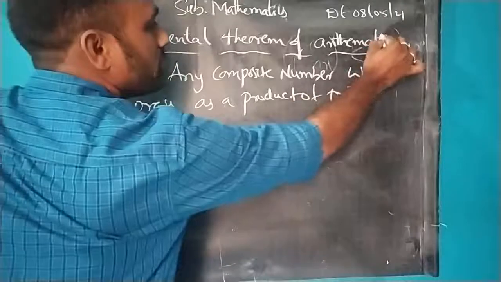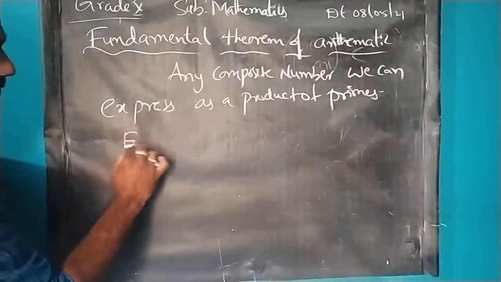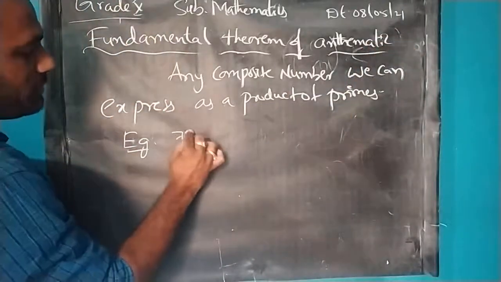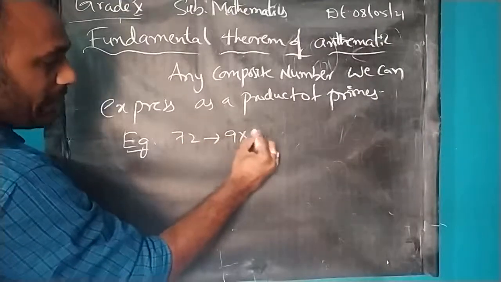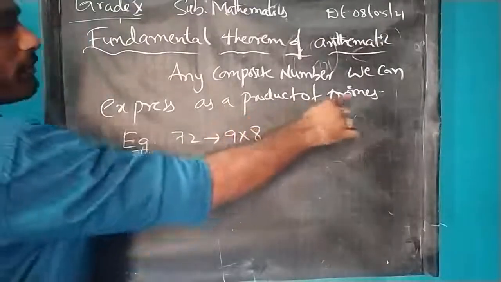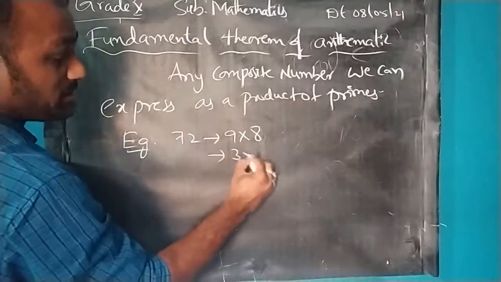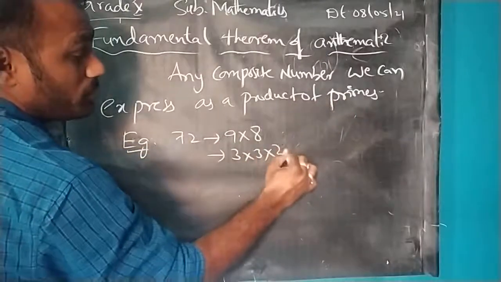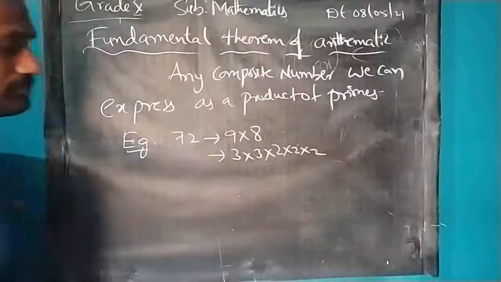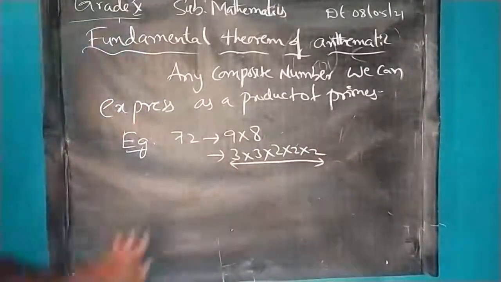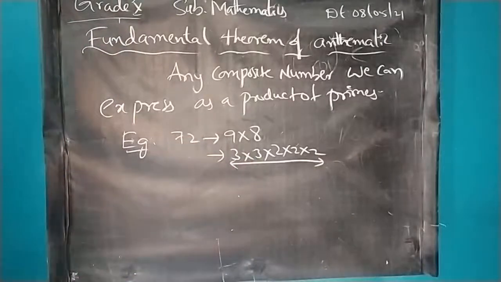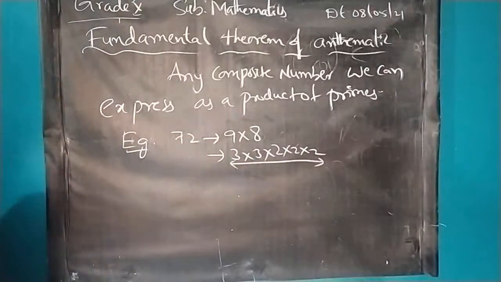So for example, 72 can be expressed as 9 into 8 actually, but we need only the product of prime numbers. So this can be expressed as 3 into 3 into 2 into 2 into 2. So this is the way of expressing 72 in terms of product of primes. This is about the fundamental theorem of arithmetic.